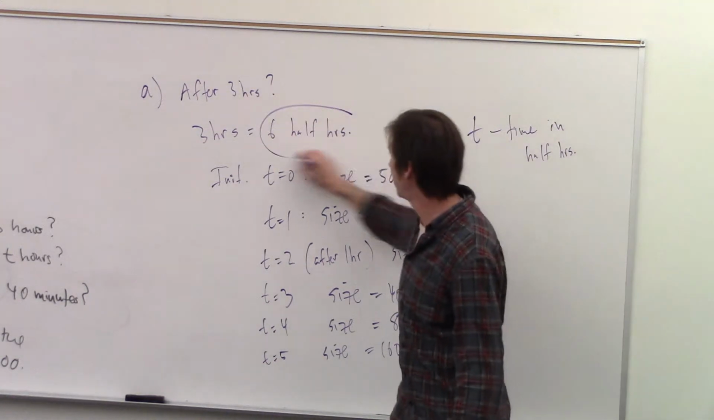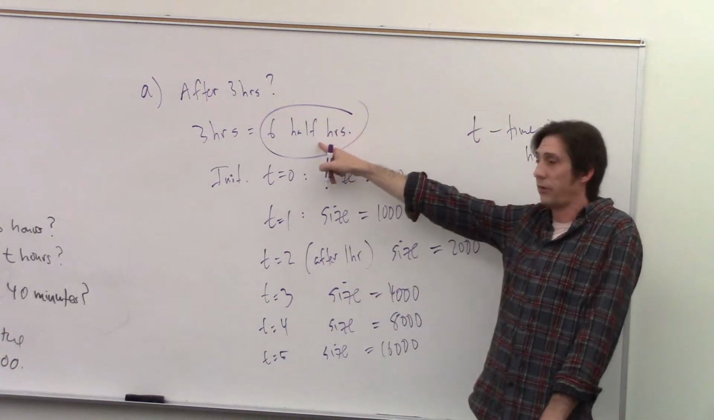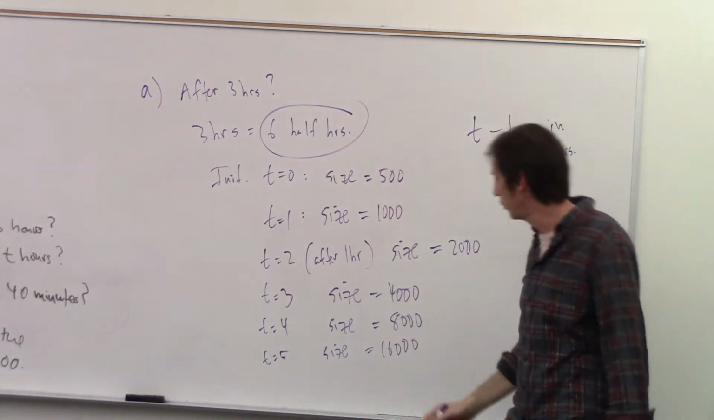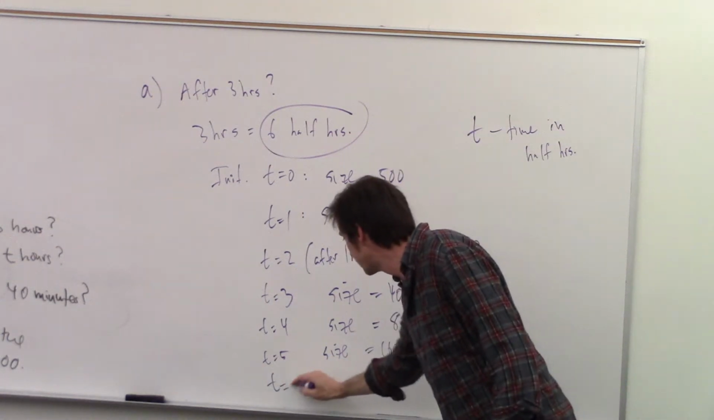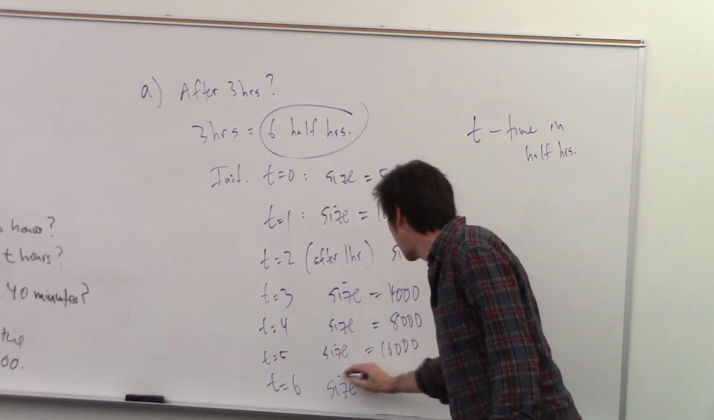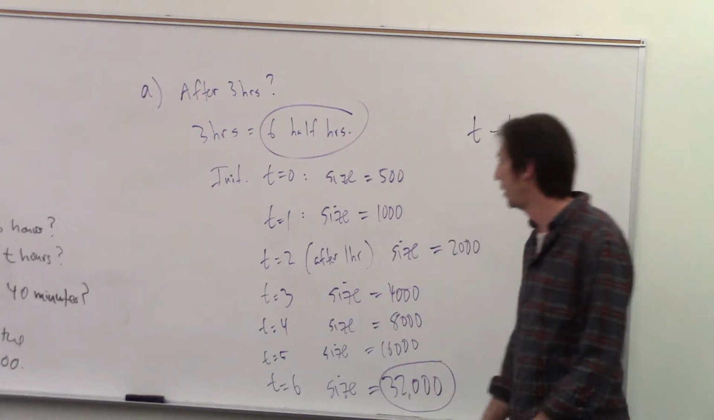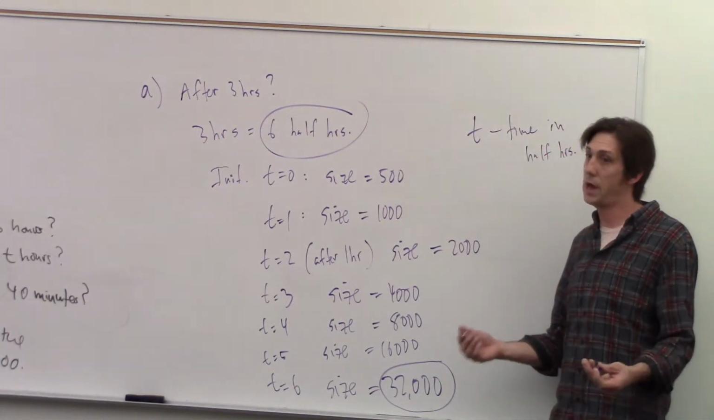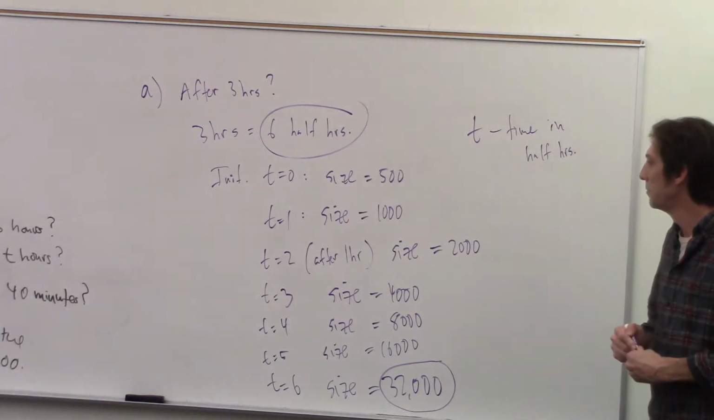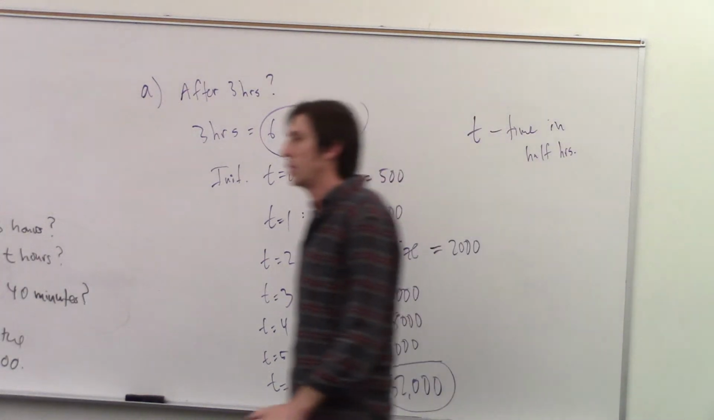And really we decided that we had to go till T was 6 because 3 hours is 6 half hours. And so lastly, when T is 6, my size is 32,000 bacteria. And that's the answer to question A.